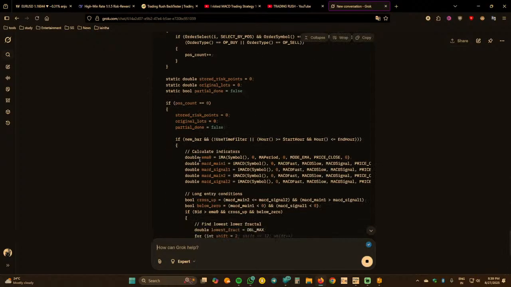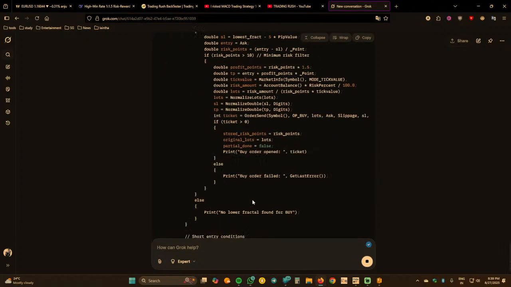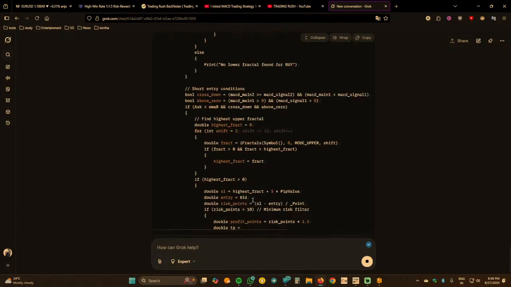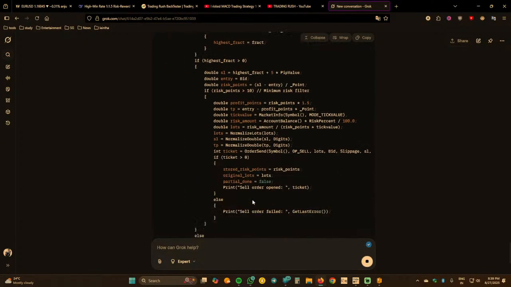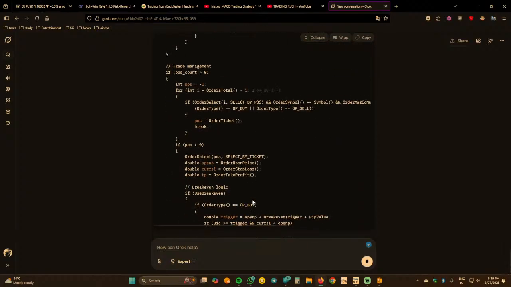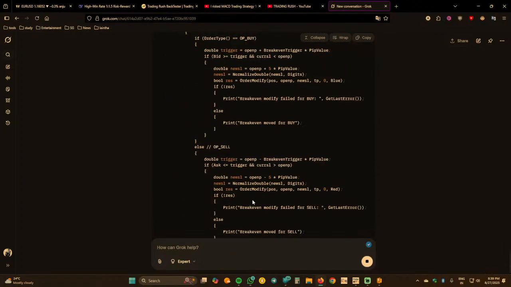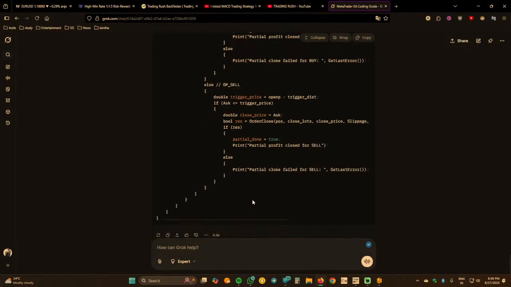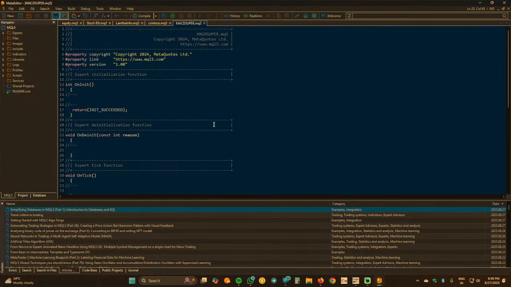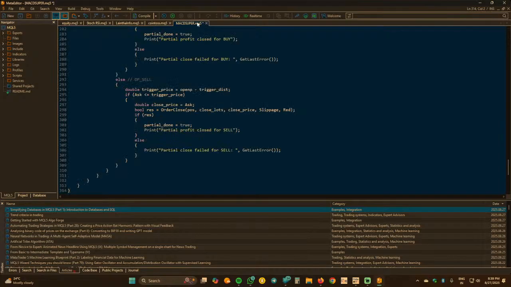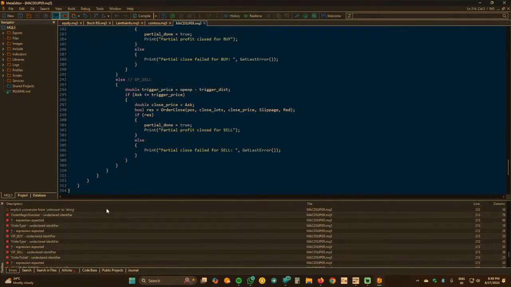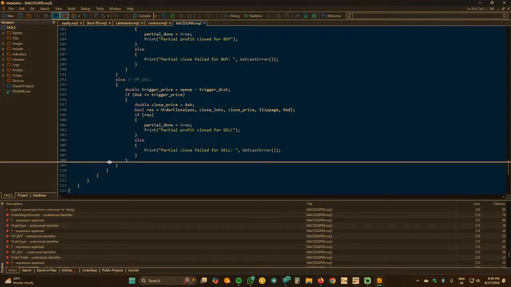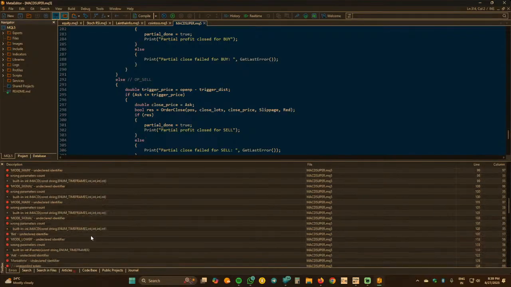Hopefully there are no errors. Yeah, usually Grok is really good with programming. I have programmed several algos and indicators with Grok. It has done a really good job. Okay, it is already finished. Let's copy this, paste here, compile. There are several errors, 102 errors.